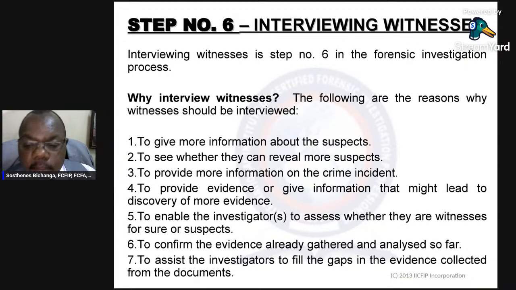You would agree with me that documents cannot give us the complete story of what happened and why it happened. For example, when you look at a forged check, you will see a forged signature and most probably a fake payee. But you will note that the document will not give you the answers as to why it was forged.